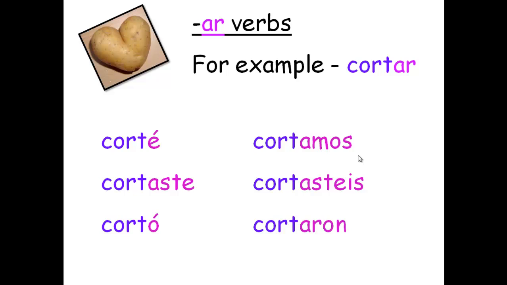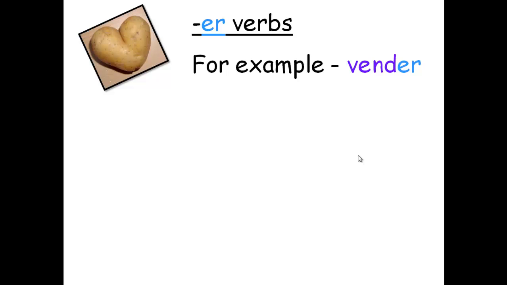So the endings, it goes corté, cortaste, cortó, cortamos, cortasteis, cortaron. So I cut, you singular cut, he cut, we cut, you plural cut, they cut. So for ER verbs, same process, you cut off the ER, and you add the following endings.